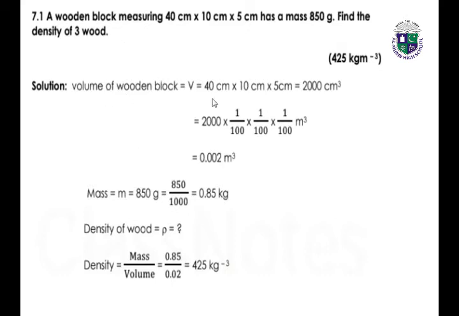So here we have the volume. Volume is given. Mass is also given. We have to find out the density of the wood. So here we have the formula to find out the density, mass over volume. By dividing both values we get the answer.